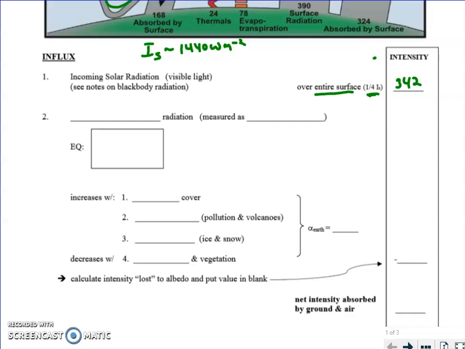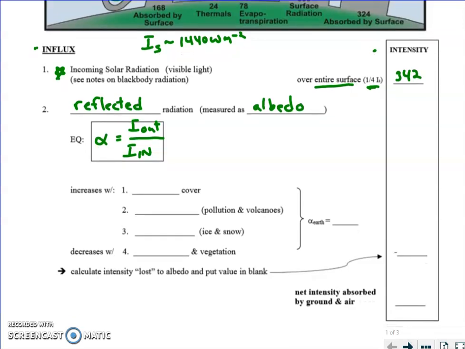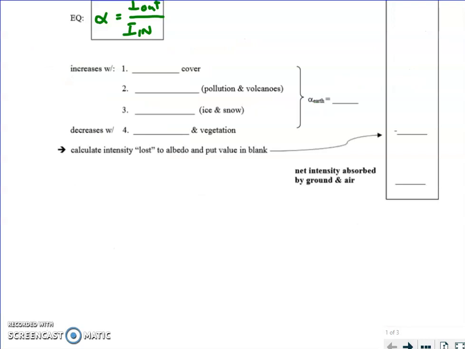So number two, in terms of the influx, looking at what's coming into the Earth. The first is obviously the most important. Without that, nothing else really matters. So we have reflected radiation, and we mentioned before this is measured as something called albedo. The equation for albedo, given the symbol alpha, is simply equal to your output, reflected intensity, divided by your input. It's simply a ratio.